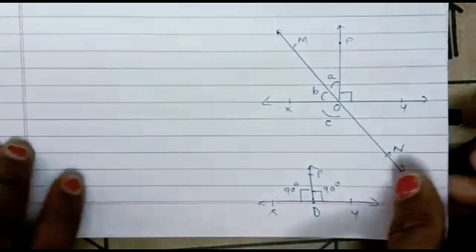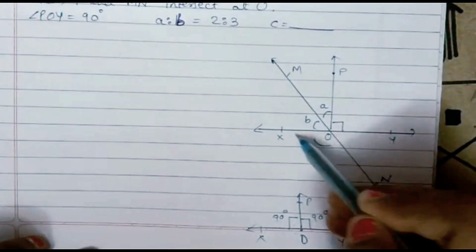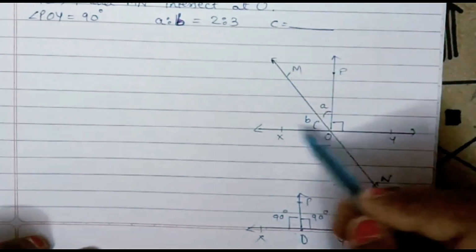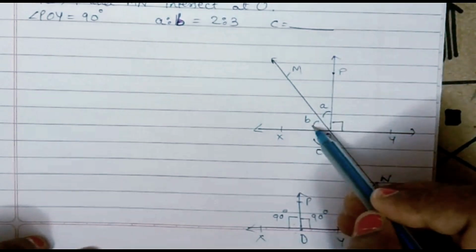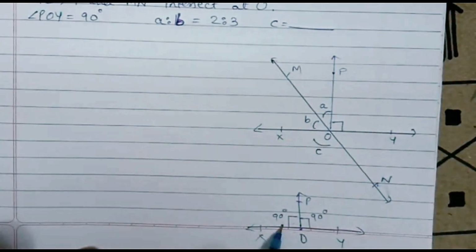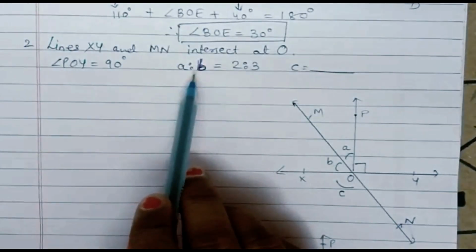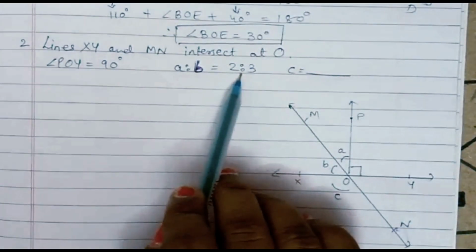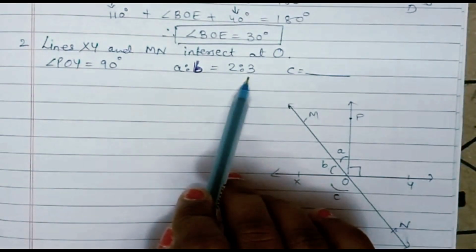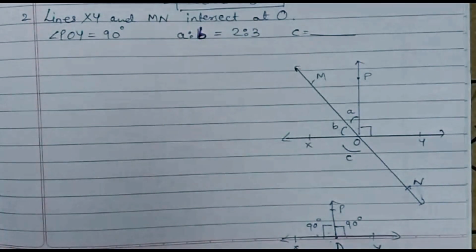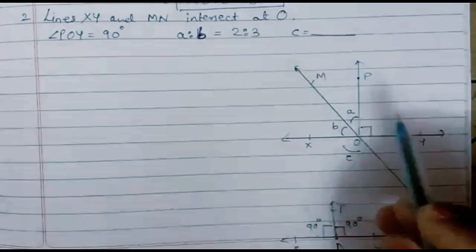Now here in the previous figure you can see this POX is divided into two angles, namely POM and angle MOX, which are A and B respectively. So it is quite obvious A plus B will be equal to 90. But in the question it is given that the ratio of A and B is 2:3. So we will take a common multiple. Whenever it is given in the form of a ratio, we take the common multiple to be K. So A will be equal to 2K and B will be equal to 3K. And then their addition, 2K plus 3K, will be equal to 90.